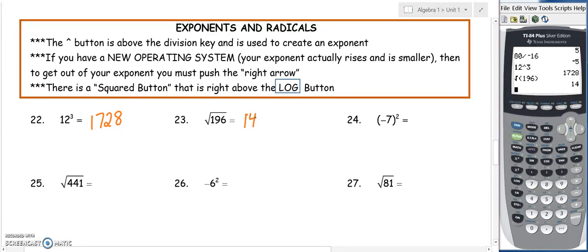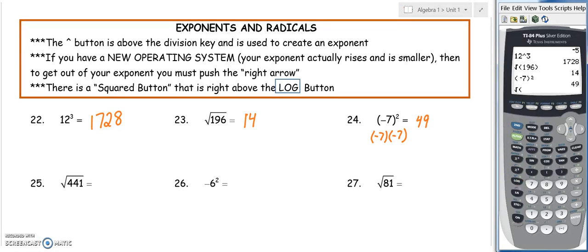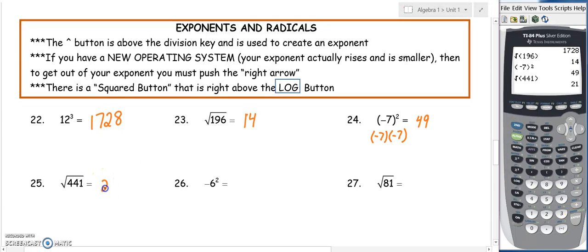24, parentheses negative 7 squared. Make sure if there's parentheses with the negative, you are putting those parentheses in so that we can get a positive answer out. Because this is really telling the calculator we want negative 7 times negative 7. So in the calculator, parenthesis, negative 7 squared, which is 49. 25, second square root, 441. Close our parentheses, and we get 21.